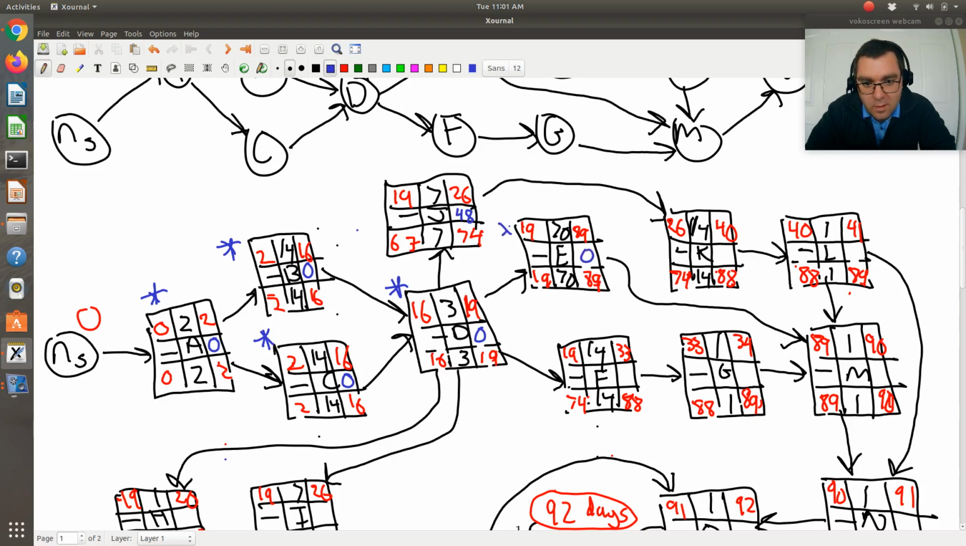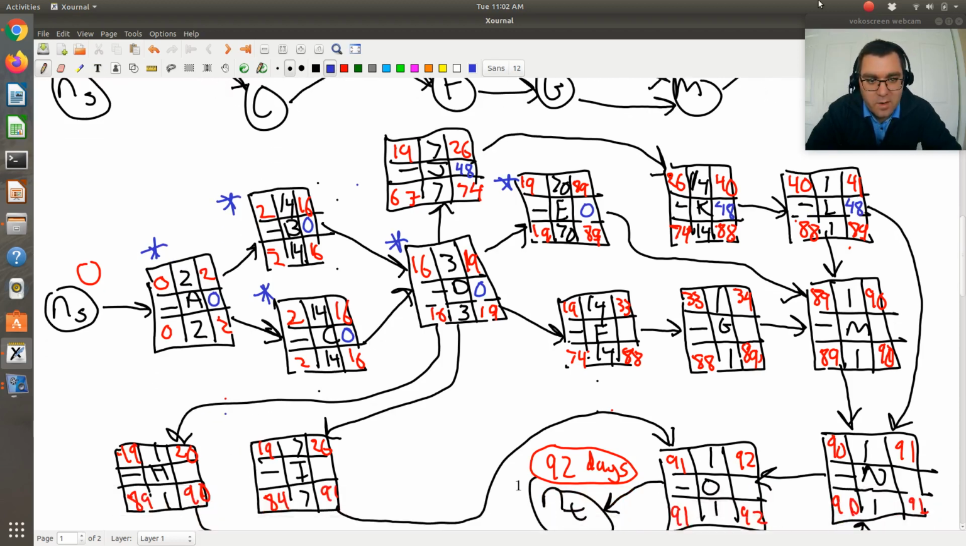Okay. E, if I look at E, earliest and latest possible start times are the same, so that's going to be a critical activity. K, 26 and 74, 40 and 88. So I'm going to have another float of 48 days. Okay, so it could begin anywhere in that 48-day window. L, likewise, has a float of 48 days. Okay, a difference of 48 days between the earliest and latest start times.